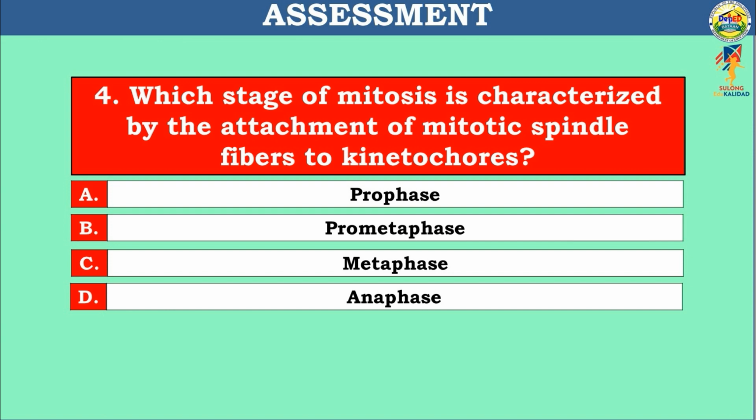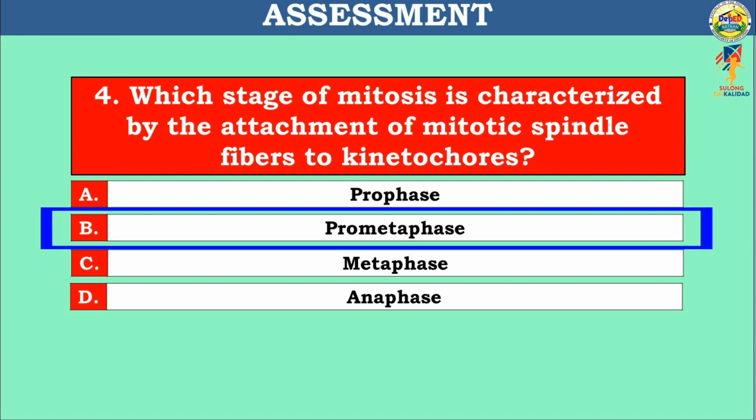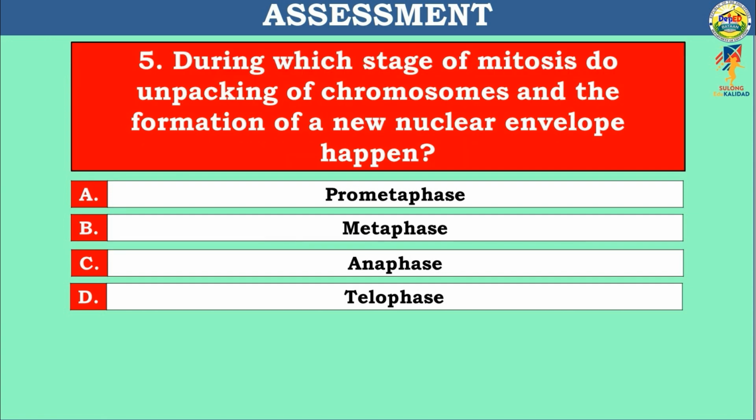The correct answer for question number 4 is letter B, prometaphase. Question number 5, during which stage of mitosis do the unpacking of chromosomes and the formation of the new nuclear envelope happen? Letter A, prometaphase. Letter B, metaphase. Letter C, anaphase. Letter D, telophase.